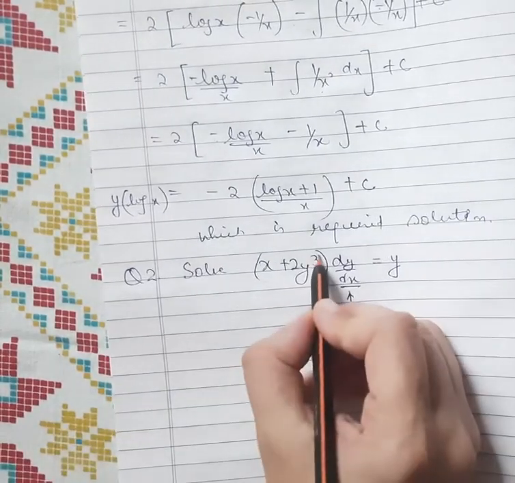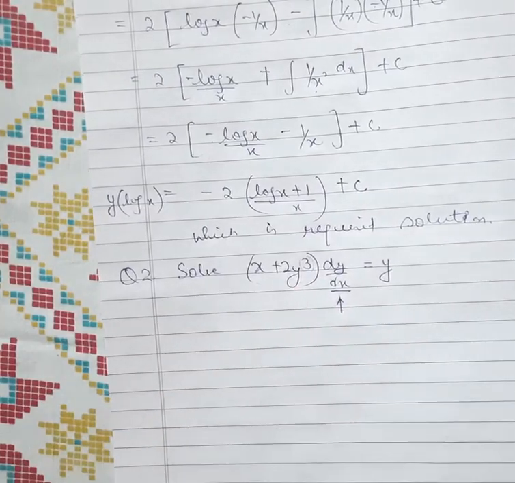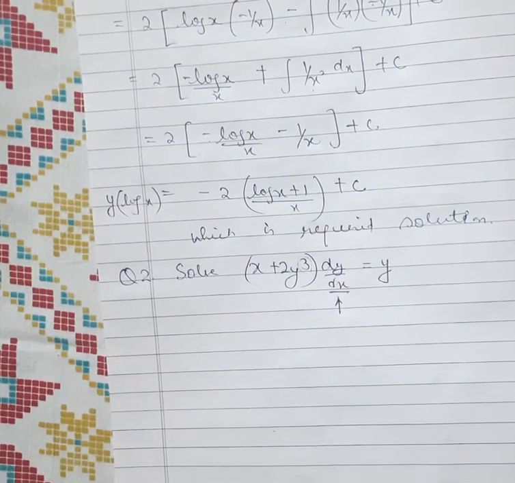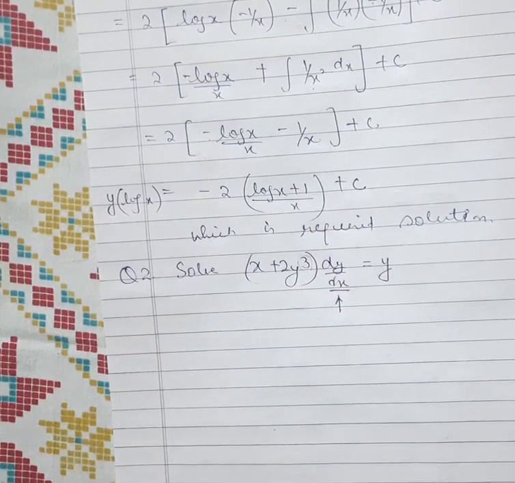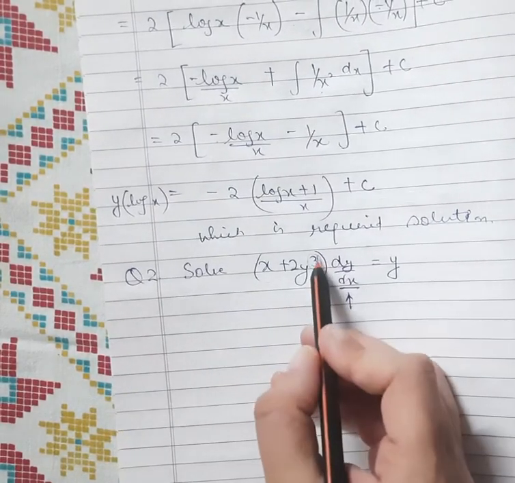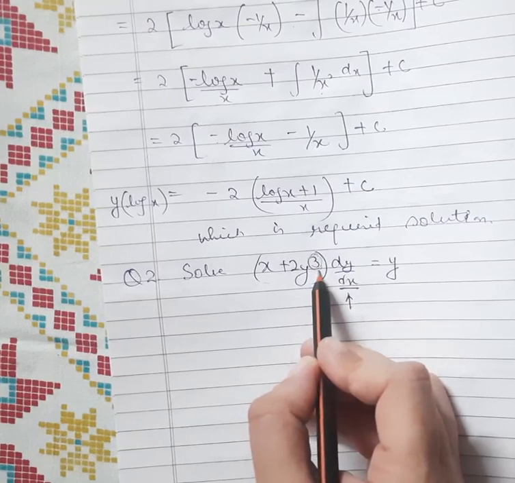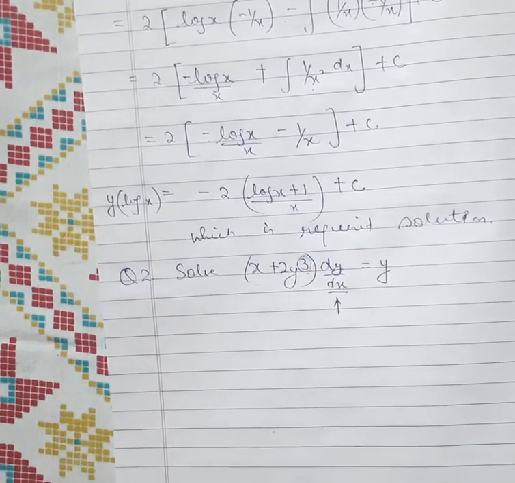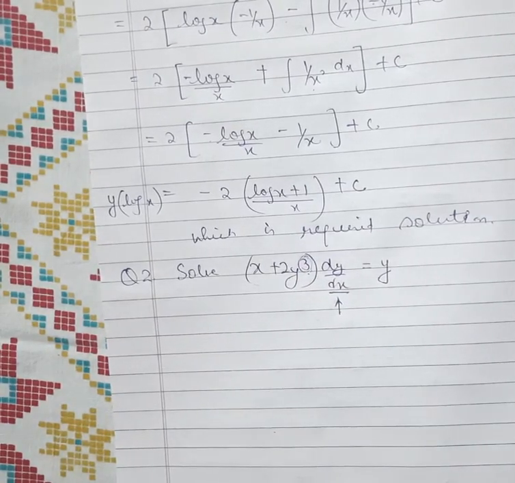Why so? Look at this y cube. If you recall the definition of linear differential equation, it says that the dependent variable should be of degree 1. But what is happening here? It's present here, y cube. So it means this equation can't be linear in y. तो वो वाली type तो लगेगी ही नहीं.